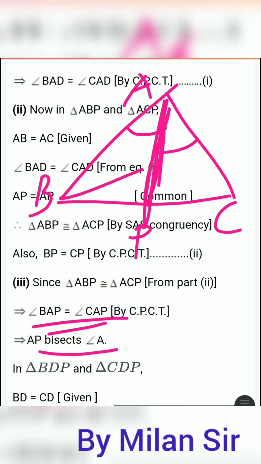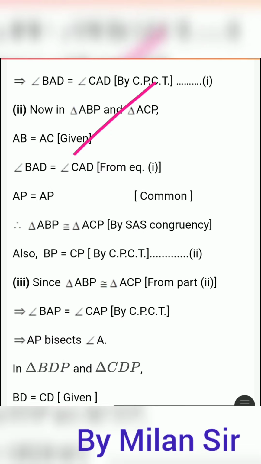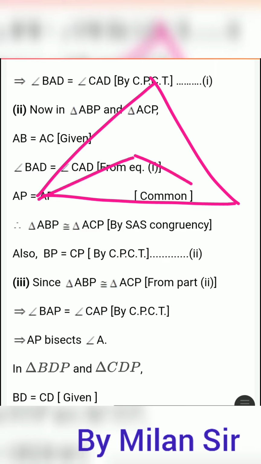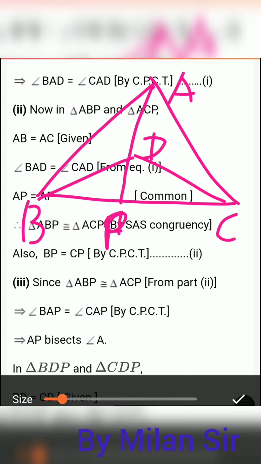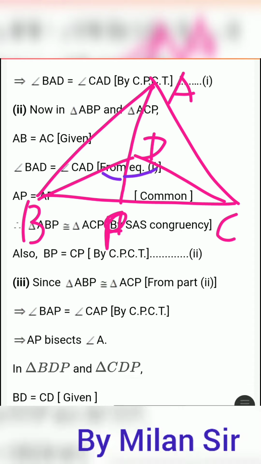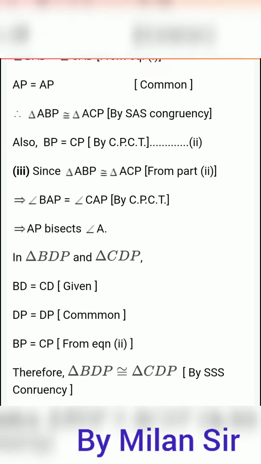Now we need to prove that AP bisects angle D. That means we need to prove that these two parts are the same. If these two parts are the same, then from that we can say that AP bisects angle D. So how can we prove this?